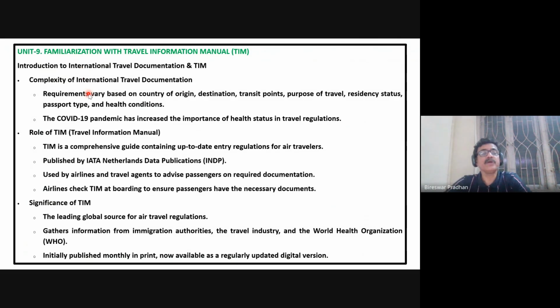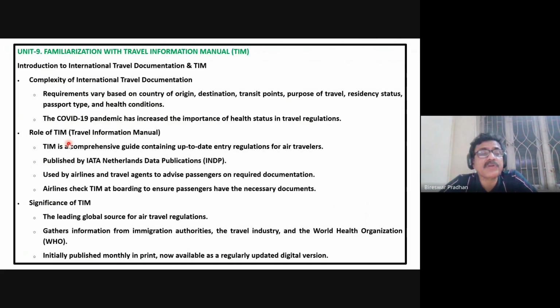The complexity of international travel documentation. What is the complexity? Requirements vary based on the country of origin, which country you belong to, the destination, transit points, purpose of travel, residency status, passport type, and health condition. These requirements are complex, but all conditions must be fulfilled. The COVID-19 pandemic has increased the importance of health status in travel regulation.